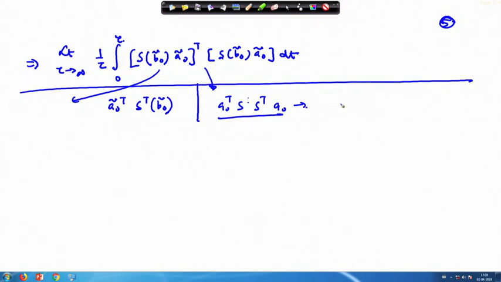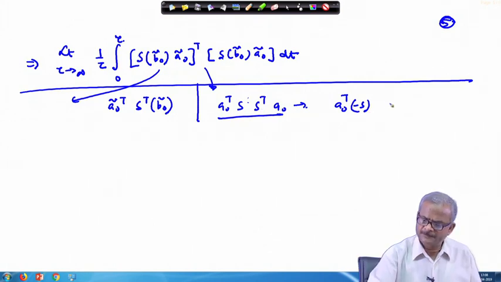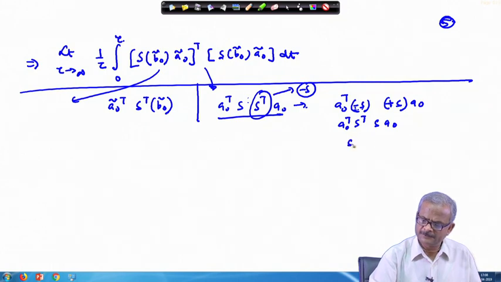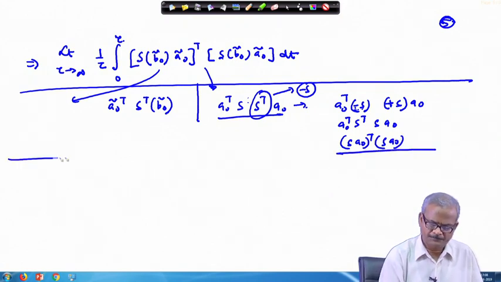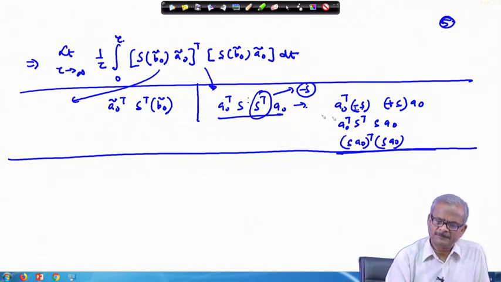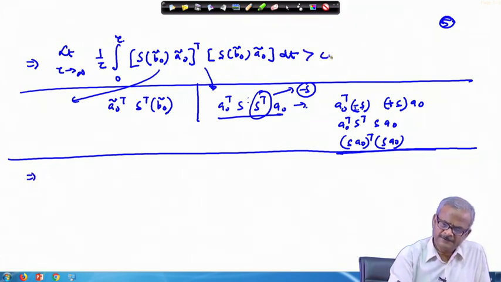So, A 0 transpose I can put here as minus S, and S transpose is equal to minus S. So, this minus S we can fetch here and put it with plus sign, and this remains S. And the minus S we carry here, write it as A 0, and now minus S we can write as S transpose A 0 transpose S A 0. So, this becomes S times A 0 transpose and this is S times A 0. So, using this manipulation we have written it here. So, this quantity is then greater than 0.